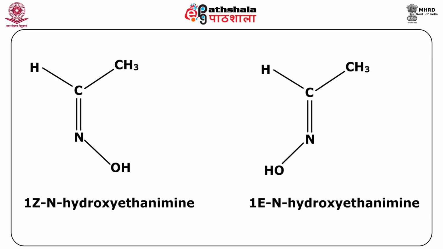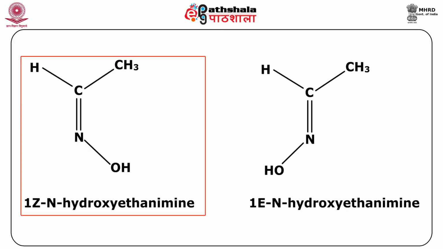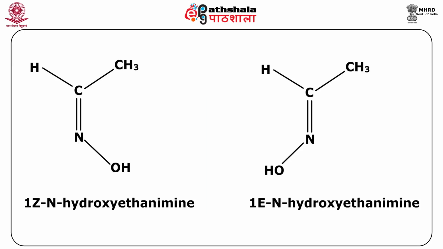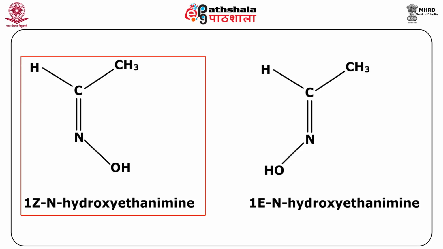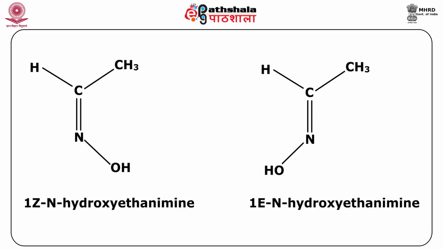On the other hand, the anti-acetaldoxime is named as Z-acetaldoxime or 1-Z-N-hydroxyethanamine, since the hydroxy group and the group with the higher priority, that is the methyl group, are on the same side of the C double bond N bond. So, you can clearly see why this particular one is Z, the methyl and OH are on the same side, and why this other one, where the methyl and OH are on the anti side, is E. You can clearly notice that out of H and methyl, it is the methyl which has the higher priority, and that has been compared with the positioning of the OH.